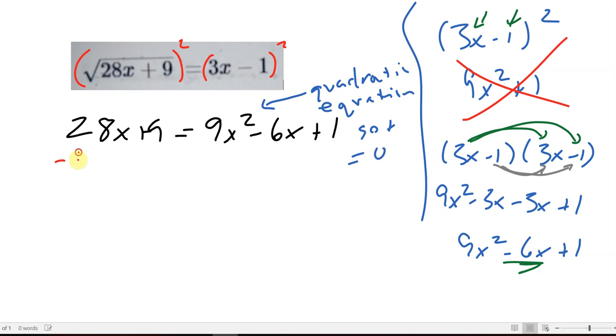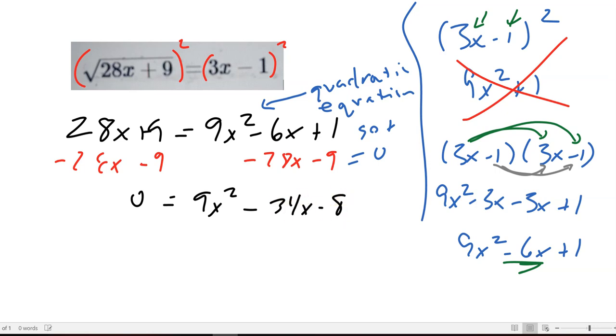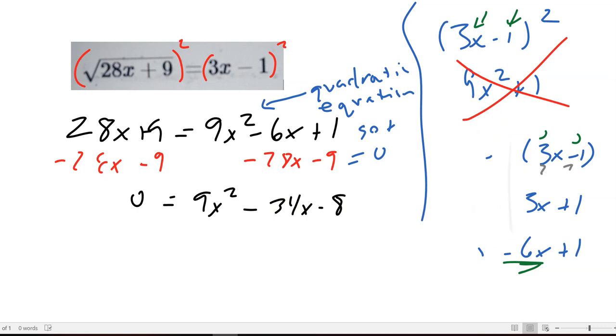So I'm going to subtract the 28x from both sides. Okay? And just because of my limited space here, I'm also going to wind up subtracting the 9 from both sides. So that's going to give me 0 equals 9x squared minus 34x minus 8. And then I need to solve that equation. So what do we do to solve that? We could use the quadratic formula, or we could possibly do factoring.